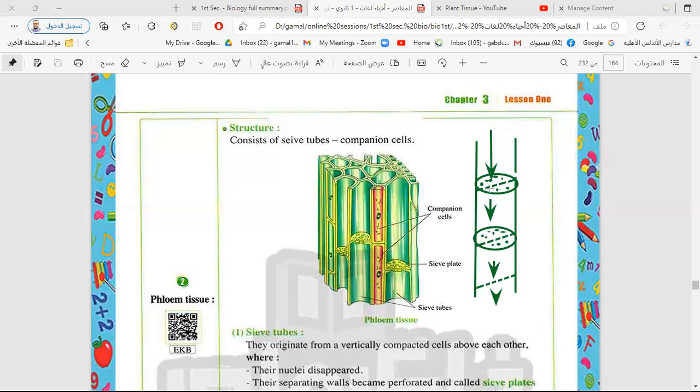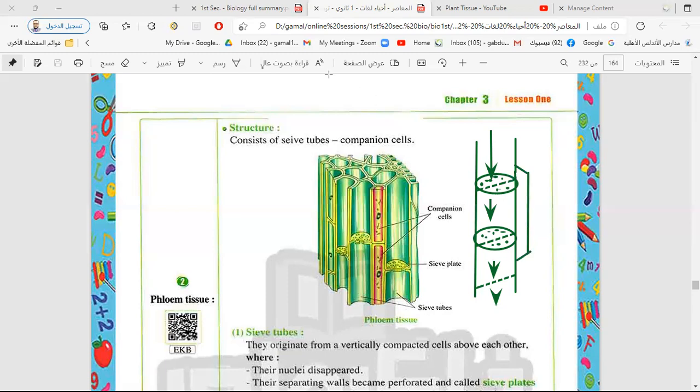And this tube, as you see here, is called the Sieve Tube. The Sieve Tube. الأنبوبة الغربالية. The Sieve Tube. And we say it is a complex tissue. So there must be another type of cells. We have also another type of cells here. Beside the Sieve Tube, there is another cell which is called the companion cell.